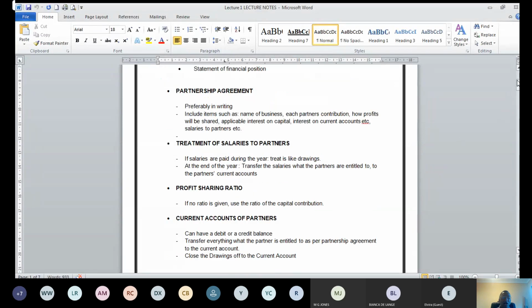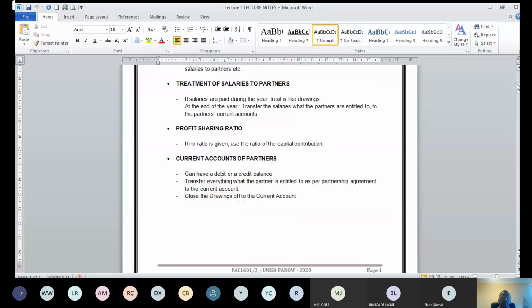Important to note once again how we treat the salaries to partners. If salaries are paid during the year, it is called drawings. At the end of the year, you transfer the salaries that the partners are entitled to their current accounts. Okay. Next important point, guys, as far as the profit sharing ratio is concerned, remember, if the question doesn't give you a ratio, you use the ratio of the capital contribution of the partners to calculate what profit share each partner will receive.